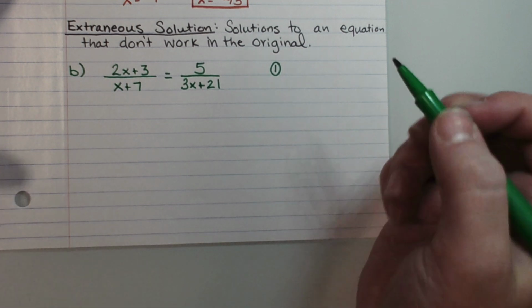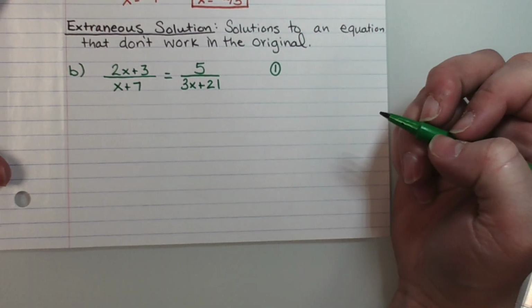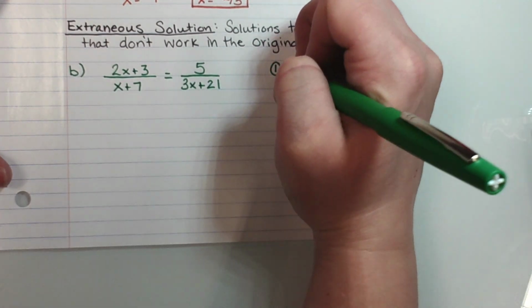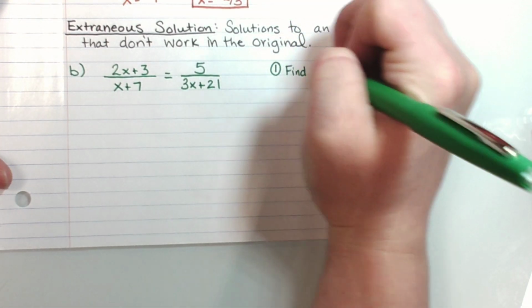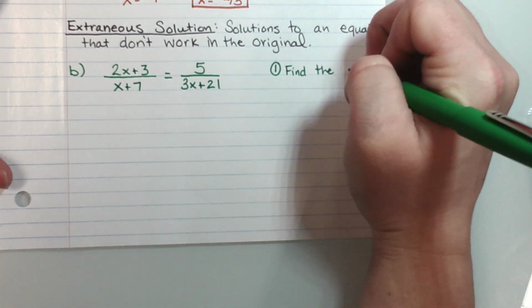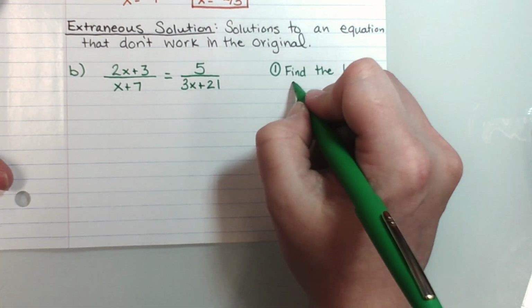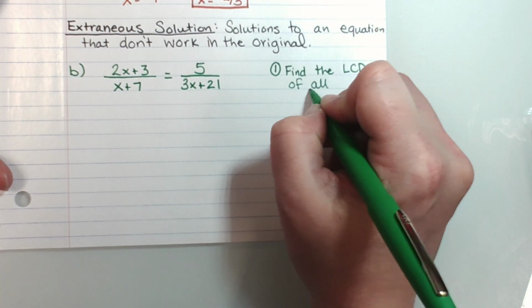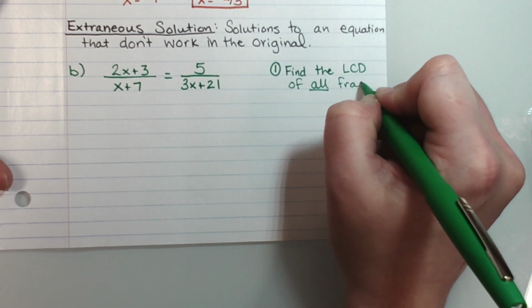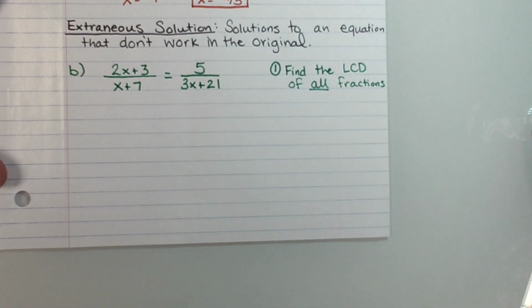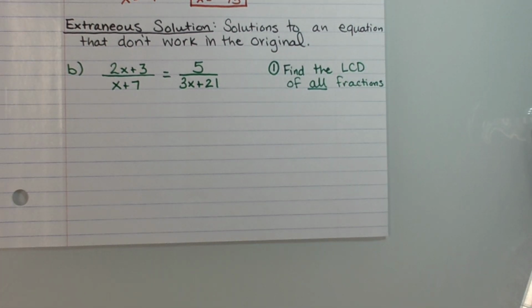So, just be careful with this. Now, the reason it tends to get mixed up is because step 1 is to find the least common denominator of all fractions. I don't care if there's 2 fractions, 3 fractions, a dozen fractions. I'm not gonna give you a dozen. But you find the least common denominator, you look at all of the fractions.